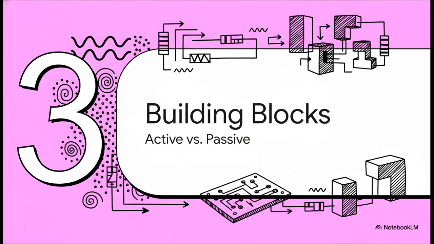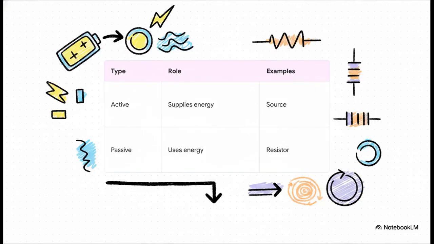Section 3, circuit building blocks. Let's look at active versus passive elements. When engineers build these invisible highways, they use physical components that cleanly fall into two main families, active and passive. Active elements are basically the suppliers. These are your batteries, your voltage sources, your current sources, the things pumping raw energy into the circuit. Passive elements, on the flip side, are the consumers and the stores. Resistors burn off energy as heat, while components like inductors and capacitors actually store energy temporarily, kind of like microscopic holding tanks using magnetic or electric fields.